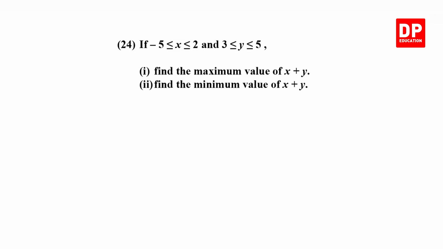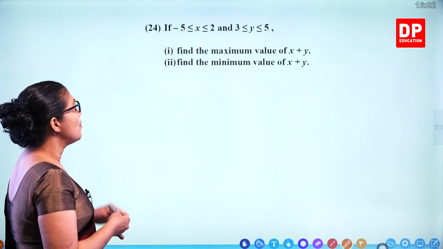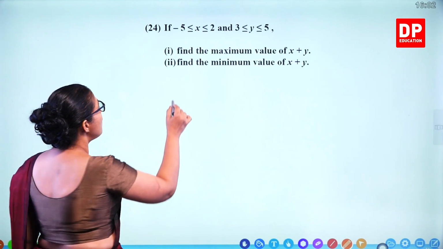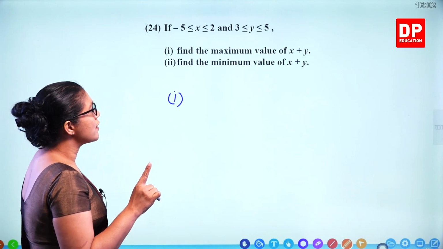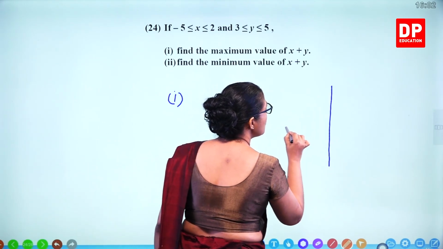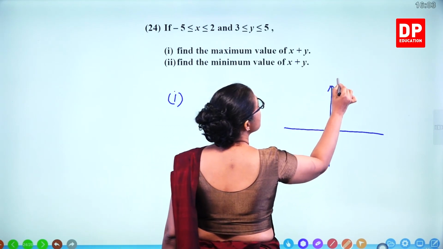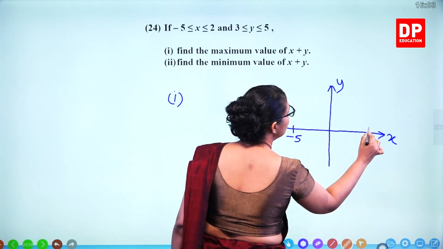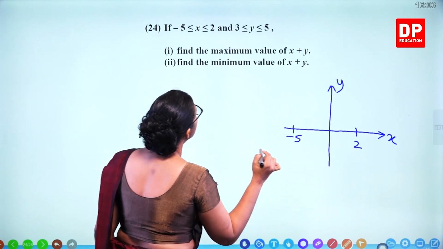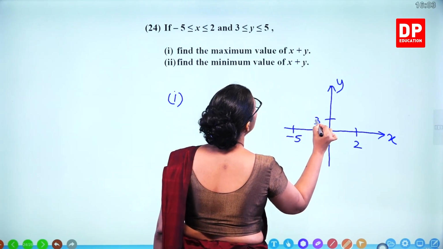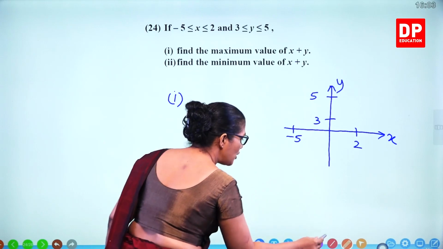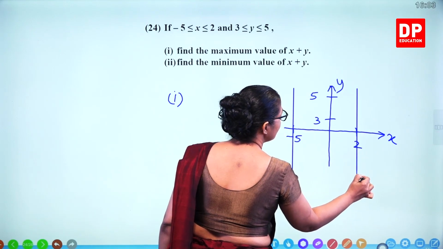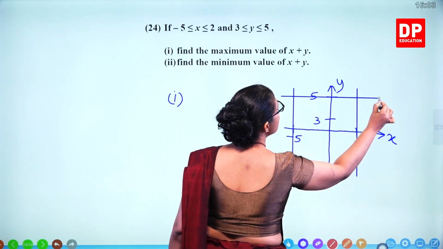Question number 24. If x is in between -5 and 2, both included, and y is in between 3 and 5, both included, find the maximum value of x plus y. So this means when you take the x and y axis, x is -5 to 2, y is 3 to 5. When you draw those lines, all are equal, so you can draw the continuous line there.